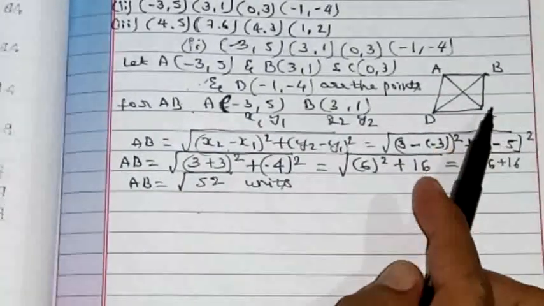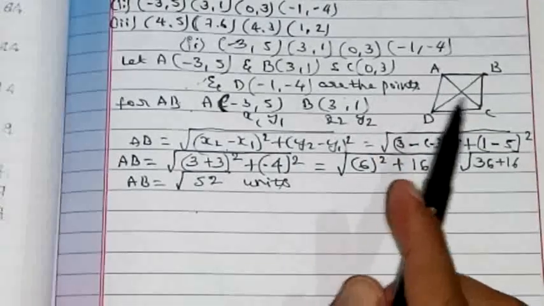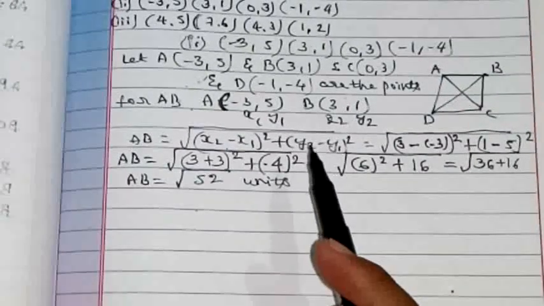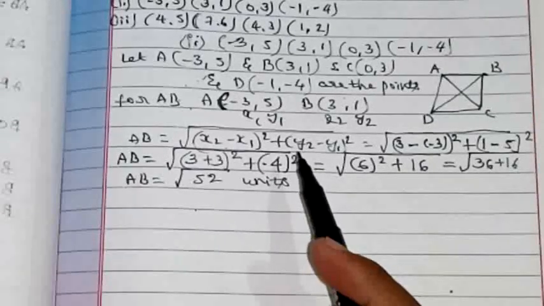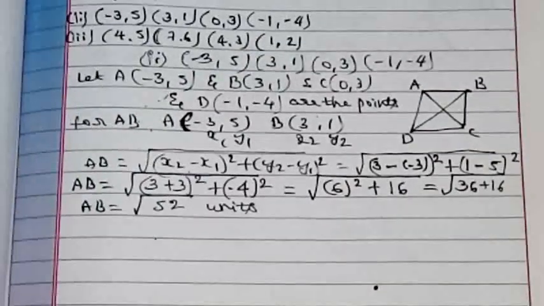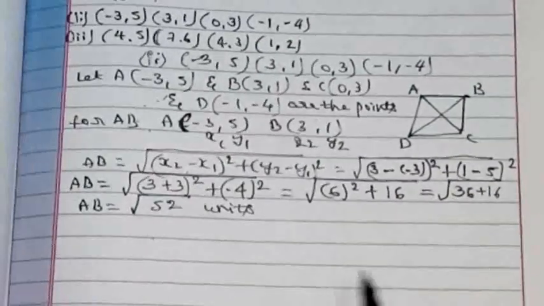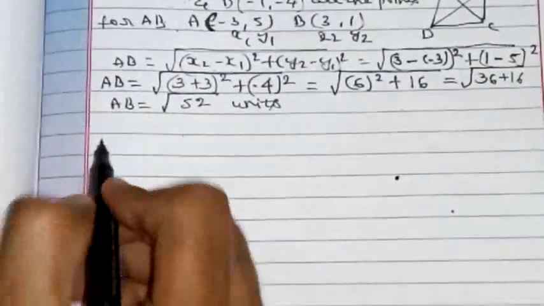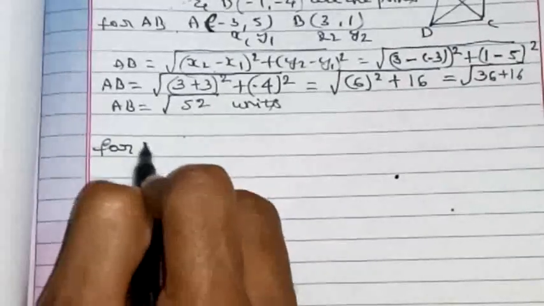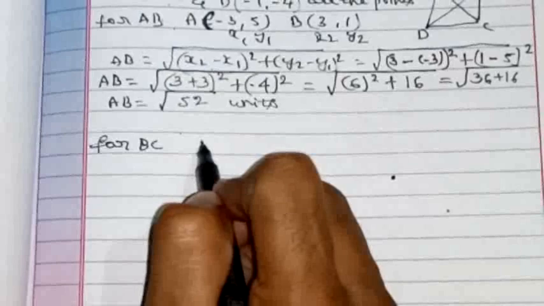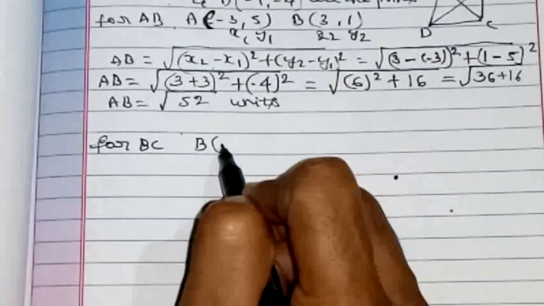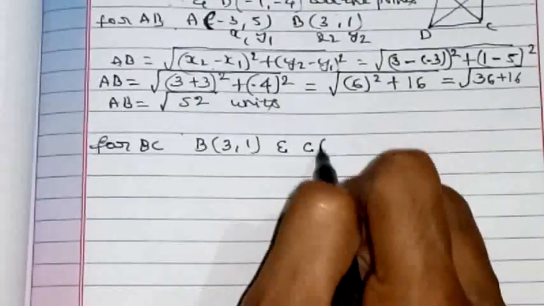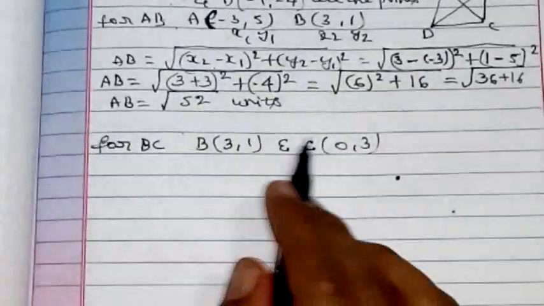Now find the distance between BC, afterwards CD, afterwards AD, and after finding the side values, you can identify which type of quadrilateral this is, right children? Now find the distance between B to C, nothing but BC, right? So what are the coordinate points? B is (3, 1) and C is (0, 3), right? So find the distance between B to C.